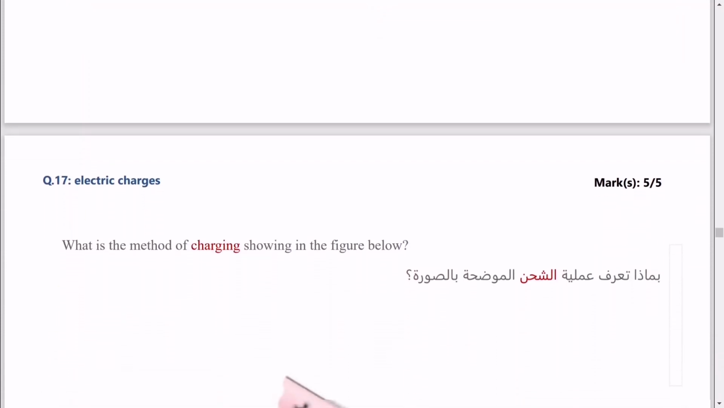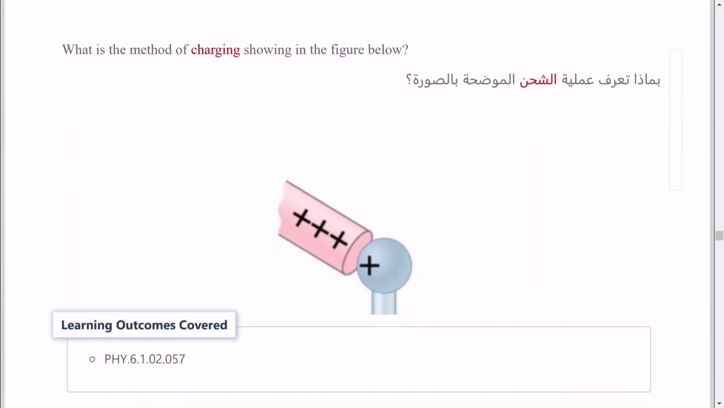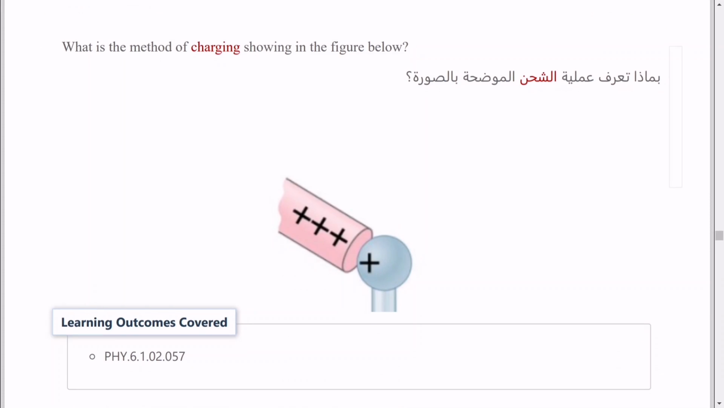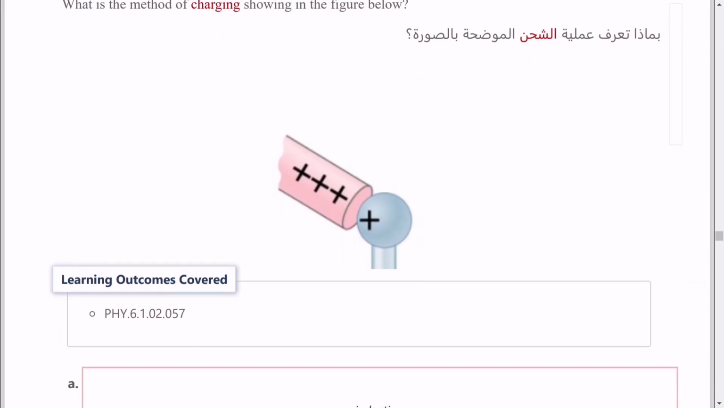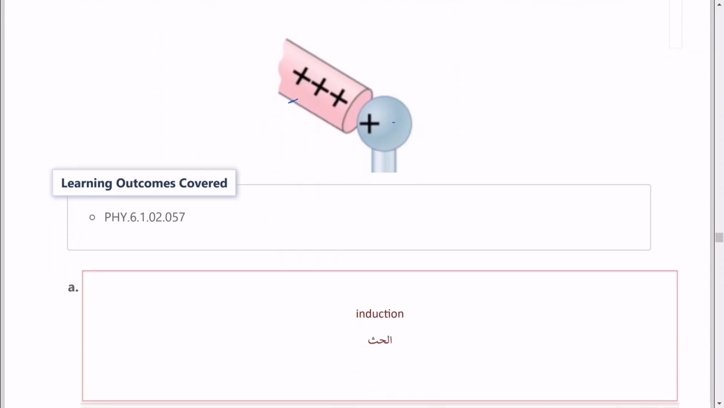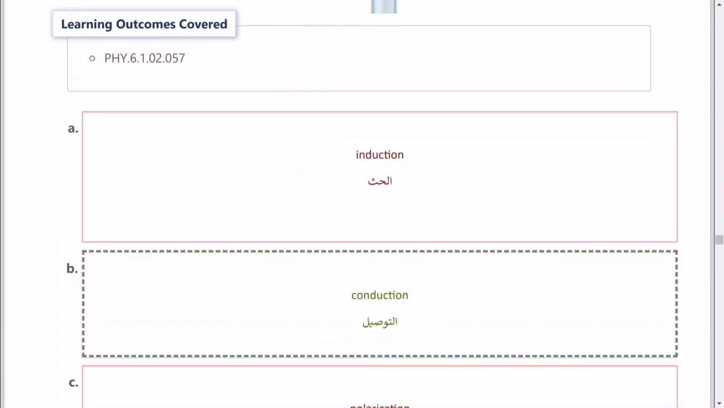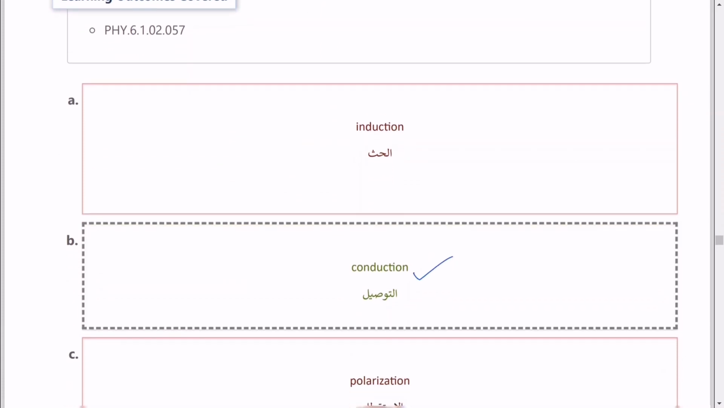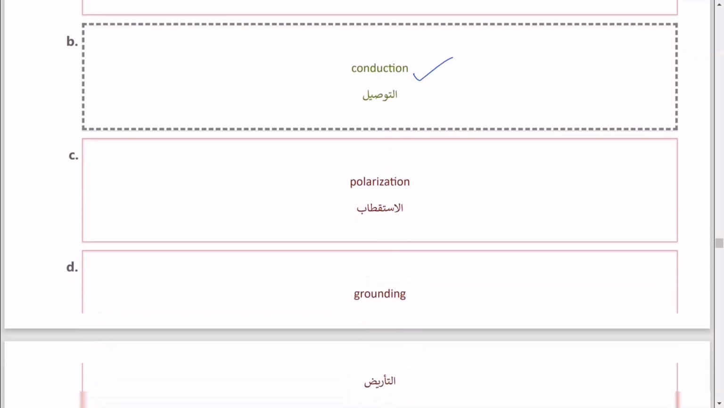Question number 17, that's also from electric charge. What is the method of charging? So here you can see this conductor or charged object is touching this metal sphere. So there is a contact. So the name of the method of charging is charging by conduction.